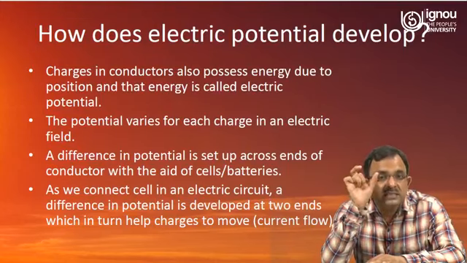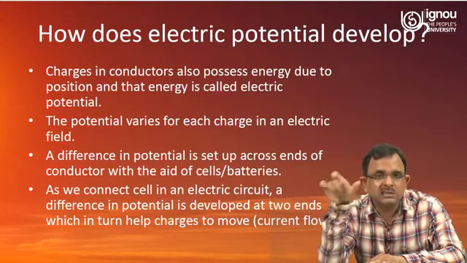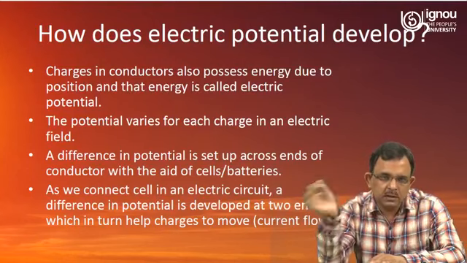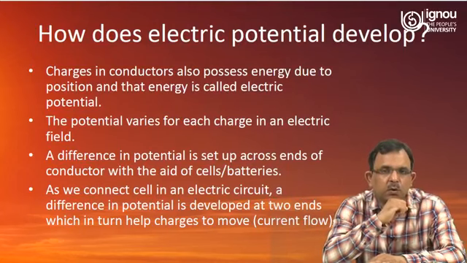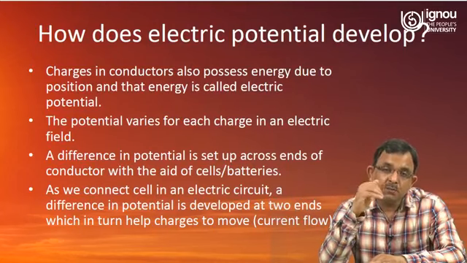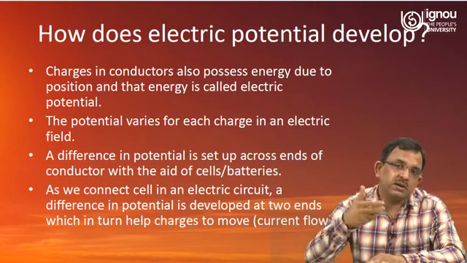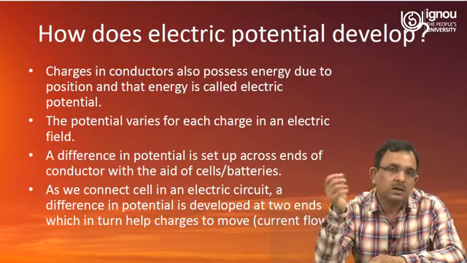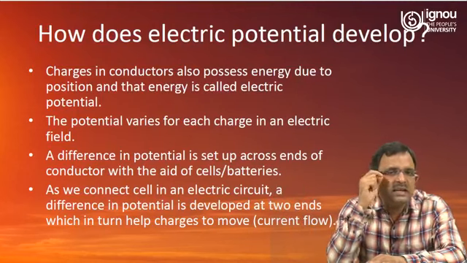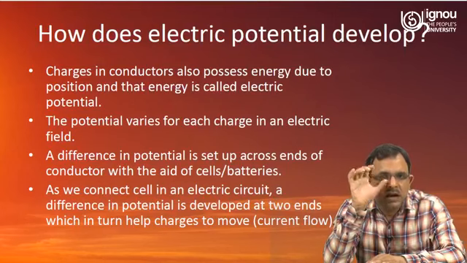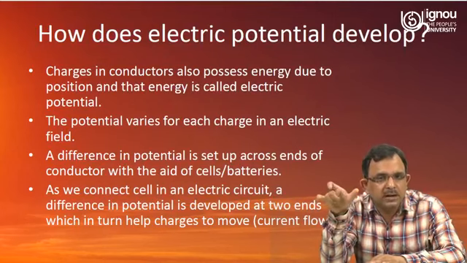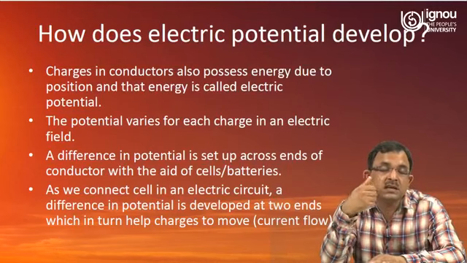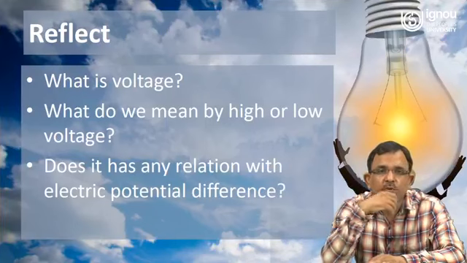If there is a difference in the potential across the conductor, how can you create it? There is a very good experiment I will explain soon when I talk about Ohm's law. By increasing the number of cells or batteries at one end, this potential difference can be created. So when we connect the cell in any electric circuit, a difference in the potential is developed at the two ends, which basically helps to move the charge, or we can say which helps in current flow.